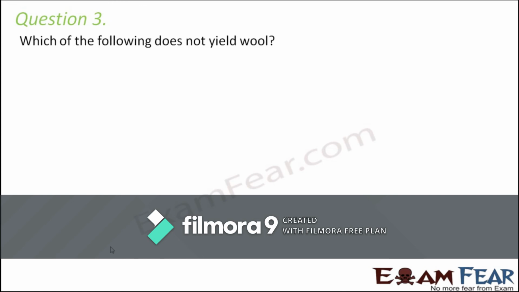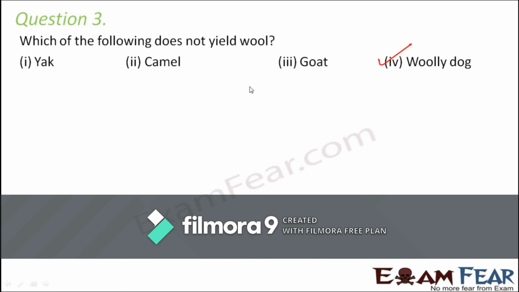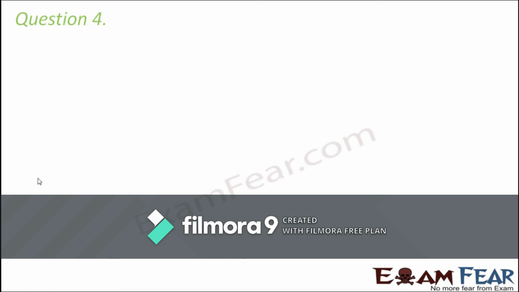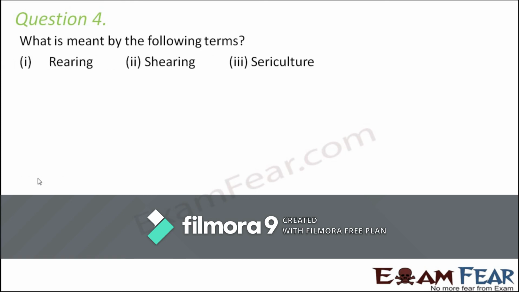Question number 3. Which of the following does not yield wool? Yak, camel, goat, woolly dog. So the right answer would be woolly dog, because other than this, all of them are wool animals. They have a woolly covering on their body. Until and unless an animal has a woolly covering on its body, it will not be able to yield wool, right?